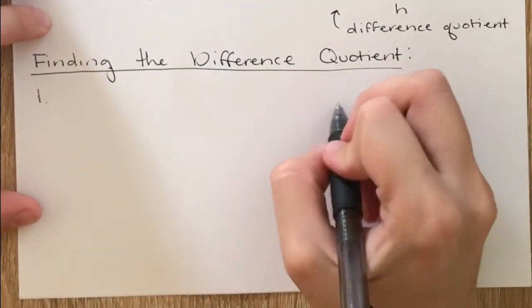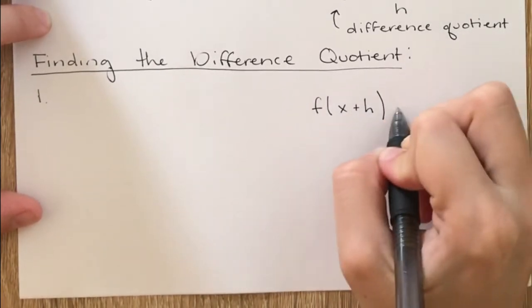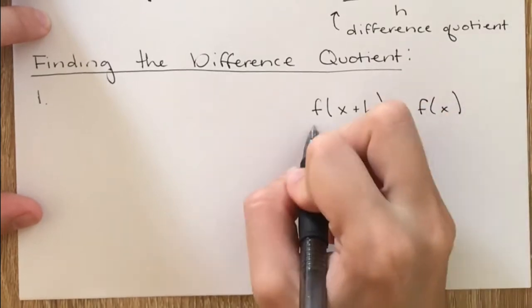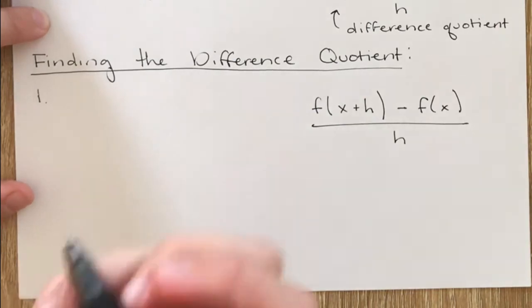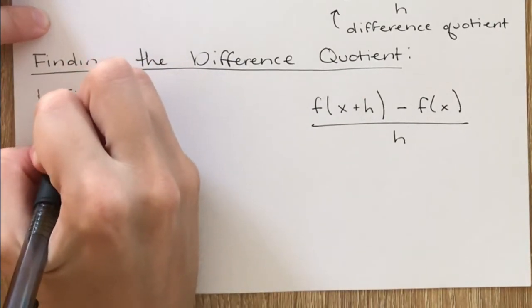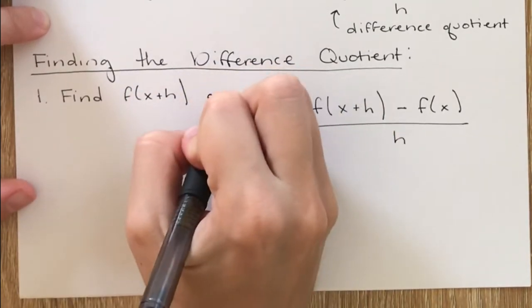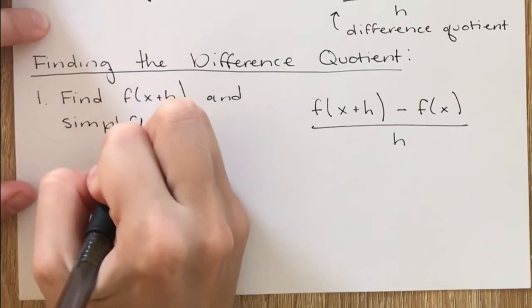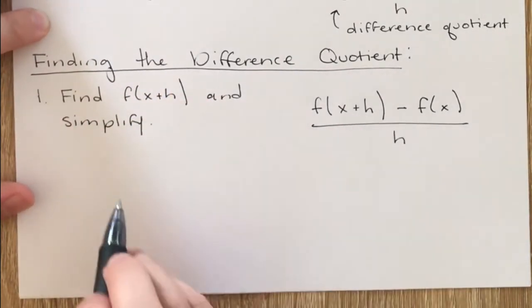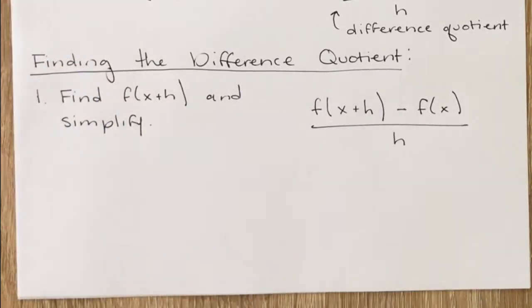I'm going to write it over here so we can reference it. So we have f of x plus h minus f of x, all over h. The first thing we're going to want to do is find f of x plus h and simplify. Pretty much every time you see a difference quotient, it's going to ask you to simplify. So we're going to simplify throughout the problem so that we're not left with a whole bunch of stuff to simplify at the very end.